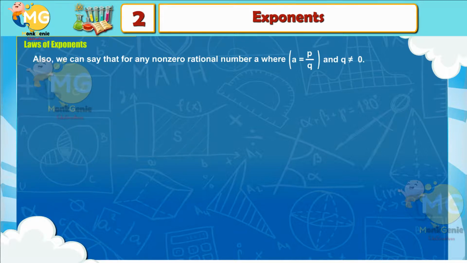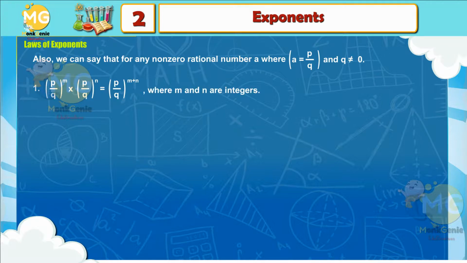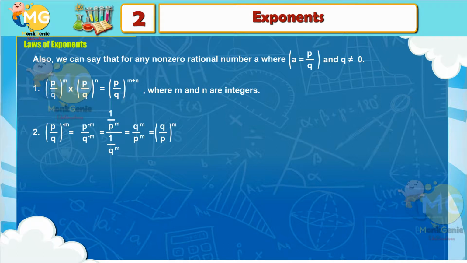Also, we can say that for any non-zero rational number a, where a is equal to p upon q and q is not equal to 0: 1. (p/q)^m multiplied by (p/q)^n is equal to (p/q)^(m+n), where m and n are integers. 2. (p/q)^-m is equal to p^-m upon q^-m, equal to 1 upon p^m upon 1 upon q^m, equal to q^m upon p^m, equal to (q/p)^m.